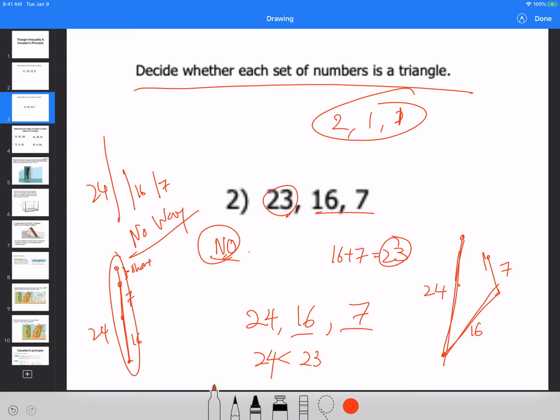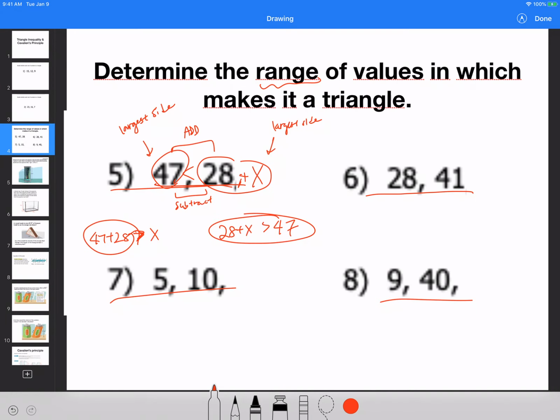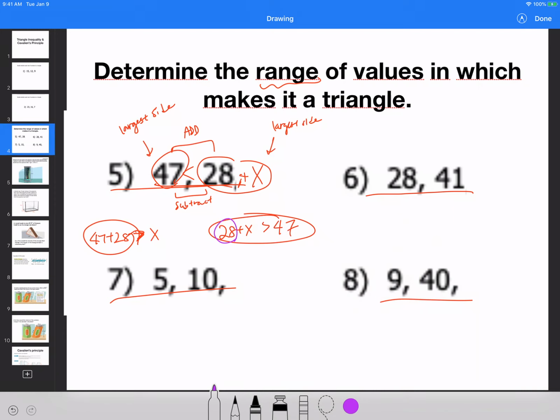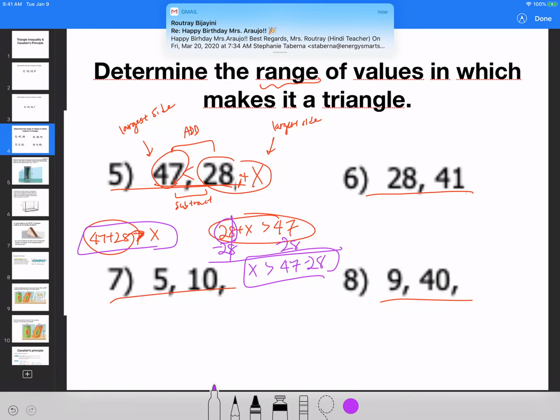And it's going to pretty much look like this. So, these two are your situations. Now, what happens in this equation right here? I'm going to use a different color for this. What happens in this equation right here is that you have to subtract the 28 on both sides. And what ends up happening is x is greater than 47 minus 28. And then x is less than 47 plus 28.